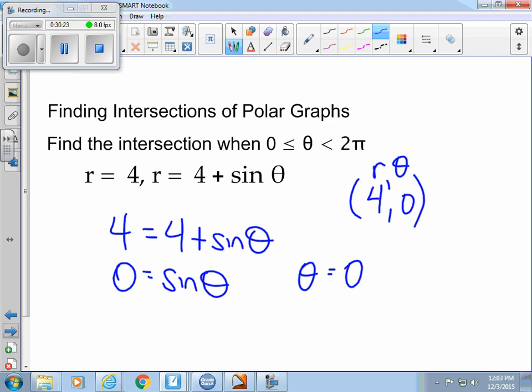What about pi? Sine of pi. Oh yeah, we need pi, don't we? Yeah. Oh, good question. It is pi. And 4, pi. Everyone agree with her.